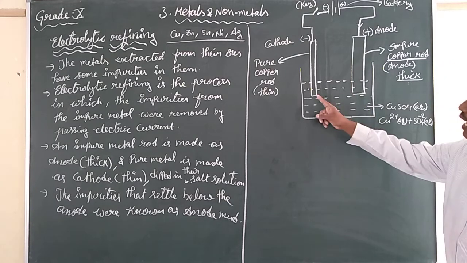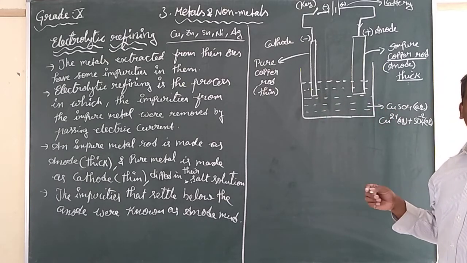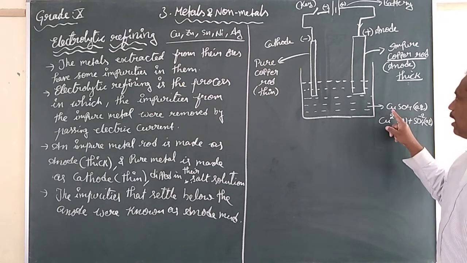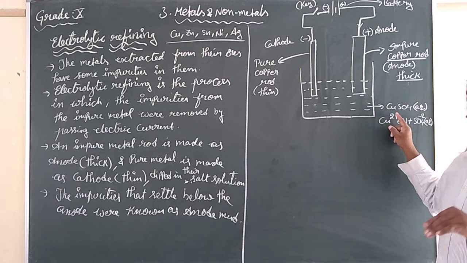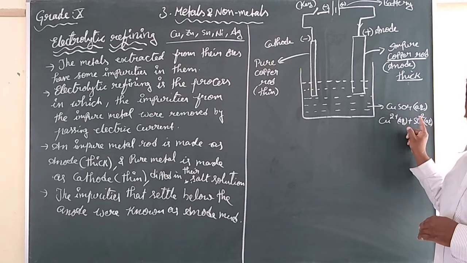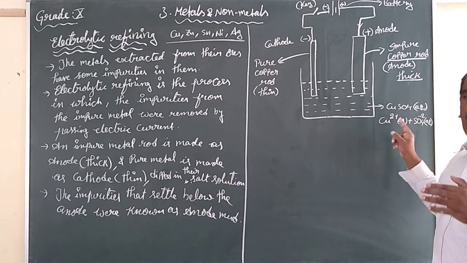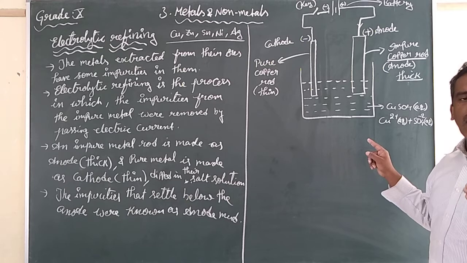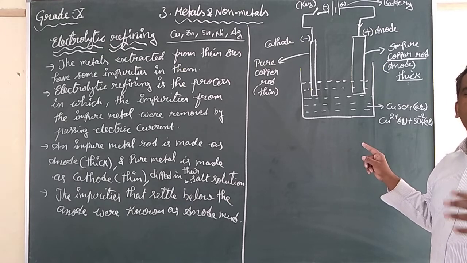What are the electrodes we had used? We had used copper. So our salt solution must be the metal sulfate. Like it is copper, so I had used copper sulfate. We call it an electrolytic solution. Electrolytic means this compound will dissociate into ions in water.